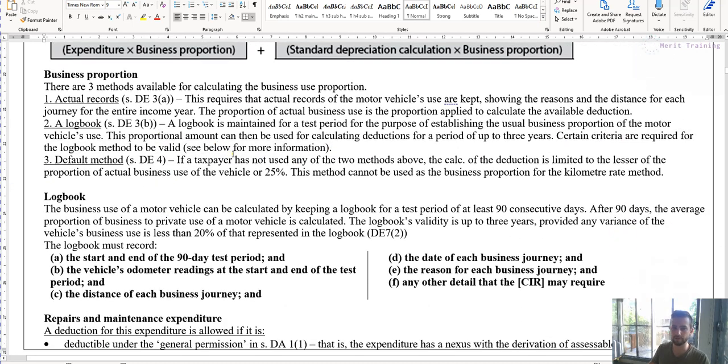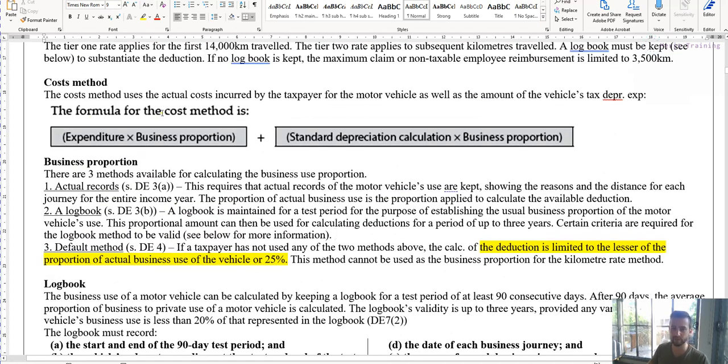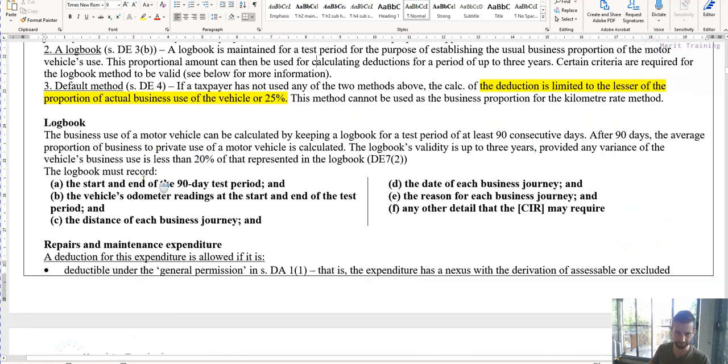And then finally is the default method. So if you get to the end of the year and you realize you haven't kept a logbook and you don't have your records for the rest of the year, you can just do the default method, which is basically the deduction is limited to the lesser of the proportion of the actual business use, or 25%. So if you're not sure what your business percentage is, you just get 25%. So it's all your costs times 25% plus your depreciation times 25%. And it's the lesser of the two. So most people aren't going to say that they've traveled less than 25% unless they're really honest people. So most people just do 25% in this situation.